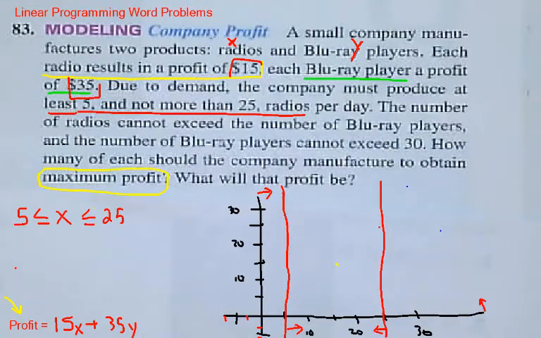The number of radios cannot exceed the number of Blu-ray players. So we can have the same number, but we can't have more radios. So what's that tell me about radios? Radios have to be less than or equal to Blu-ray players. Right? So we can write that. If radios are less than Blu-ray, then Blu-rays are greater than radios, right? So we can draw that line.